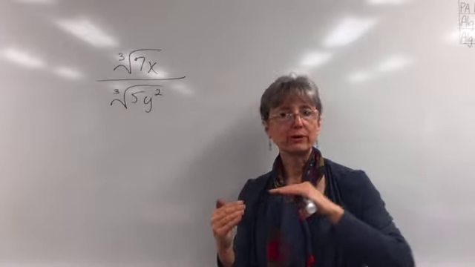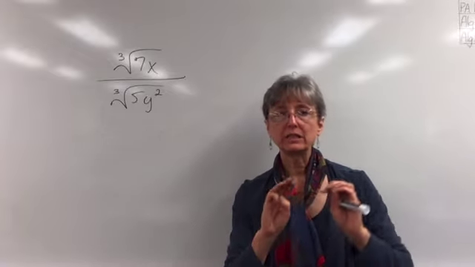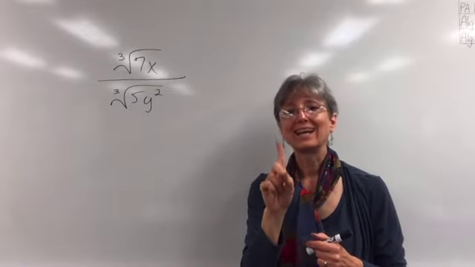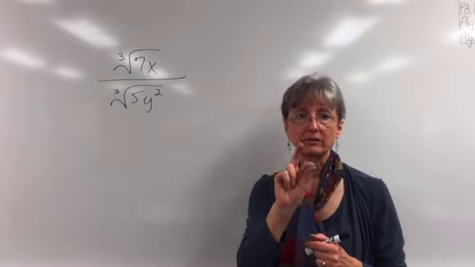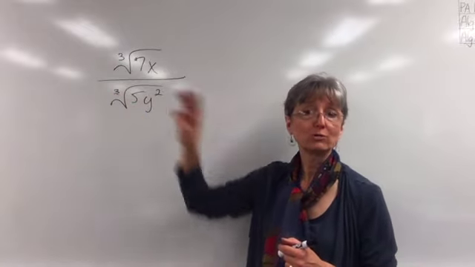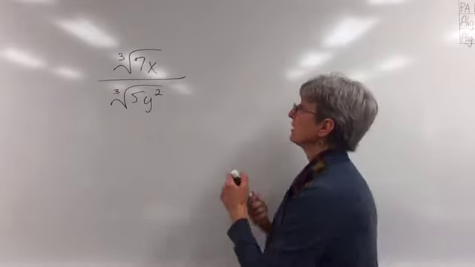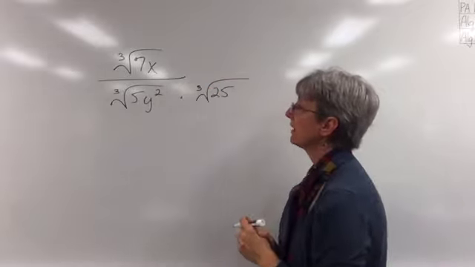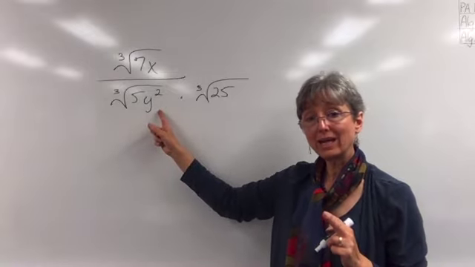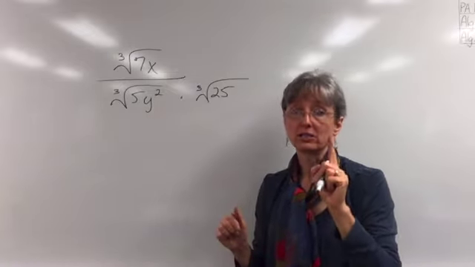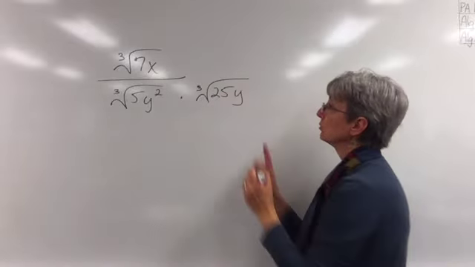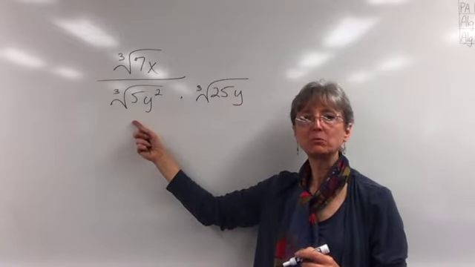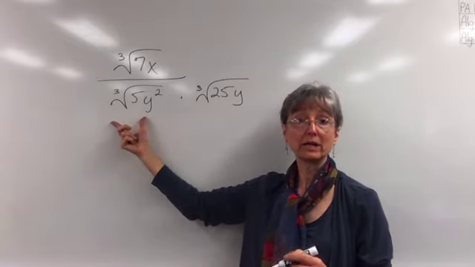Remember, I go down to my prime factors and make sure I have 3 of each. And 5 is already prime, and I only have 1. So I need 2 more 5s. I need another 5 and another 5 because this is a cube root, so I need 3 of each. So I need to multiply this by the cube root of 2 more 5s, which is 25. I have 2 y's already. I need 3, so I have to multiply by just 1 more. 1 more y will give me the 3 that I need. So the cube root of 25y will enable me to get rid of this radical in my denominator.